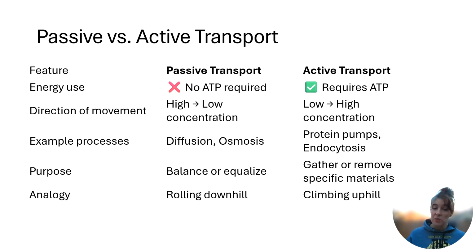Whereas active transport, it requires that ATP. It's low to high. There's protein pumps involved, endocytosis, exocytosis. It needs to gather or remove specific materials. And it's that climbing uphill. It's harder. It costs energy to do.